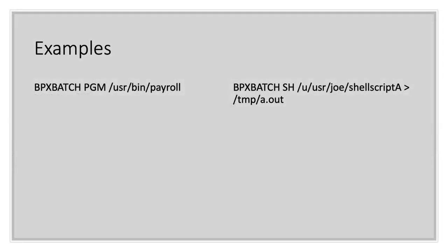You can also use BPXBATCH PGM, which is for a program. It will kick off a program in what's called a spawn or a fork and exec. It takes the parameters you specify, which are separated by spaces, and sends them into the program. So not only can you use BPXBATCH to do Unix from z/OS, there's a few different ways you can do it depending on your needs.